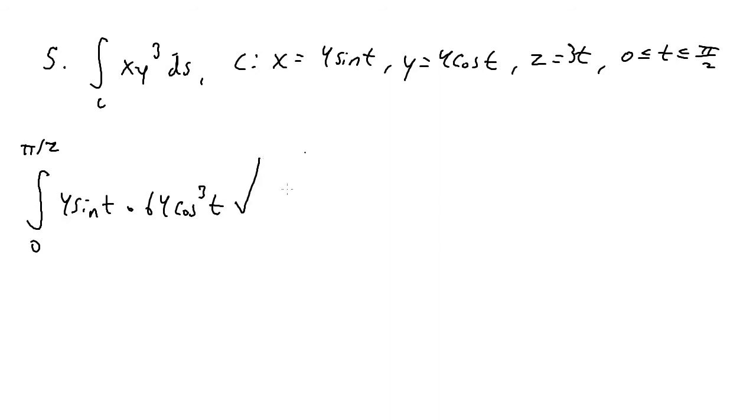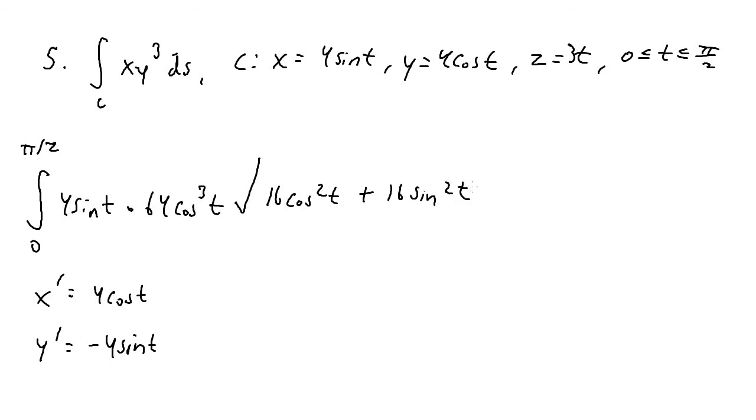So we have the square root of x prime of t. So if x is 4 sine t, then x prime is going to be 4 cosine t. So if we take x prime squared, that's 16 cosine squared of t, plus y prime of t squared. So if y is 4 cosine t, y prime is negative 4 sine of t. If we square that value, we get 16 sine squared of t. Since we do have an extra z parametric equation, we have to add plus z prime squared as well. So if z is 3t, z prime is going to be equal to 3. So then z prime squared, or 3 squared, is going to be a positive 9. And then we can multiply by the dt at the end.